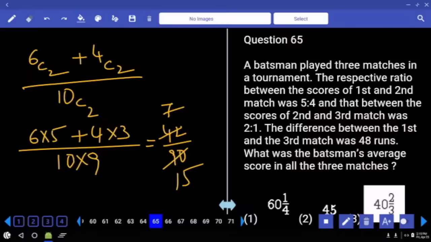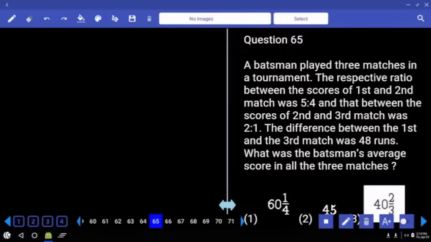A batsman played 3 matches in a tournament. The respective ratio between scores of first and second matches was 5:4 and that between second and third was 2:1. Which match is common in both the ratios? Second match. In the first ratio, the second match scored 4 parts. In the second ratio, the second match score is 2 parts. It should be the same. So let's multiply the second ratio with 2, then it becomes 4:2. Then scores in those 3 matches are going to be 5:4:2. 5 parts, 4 parts, 2 parts.